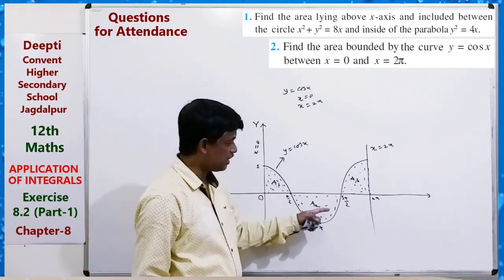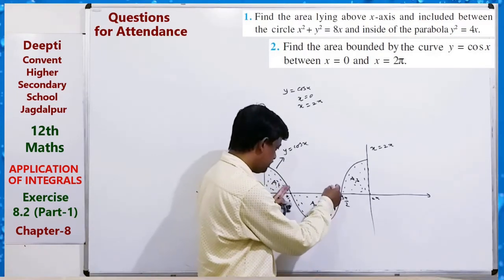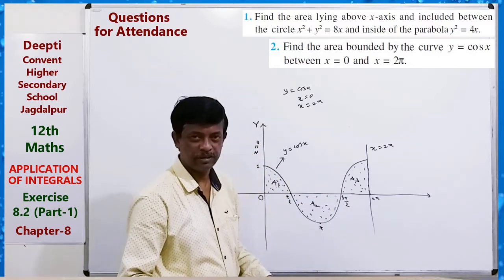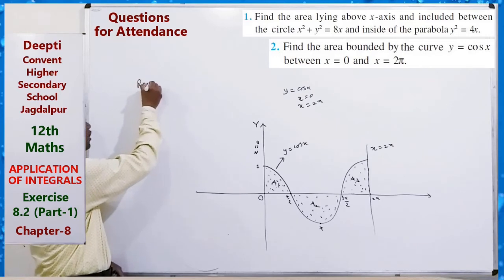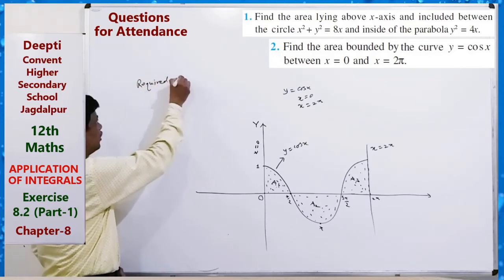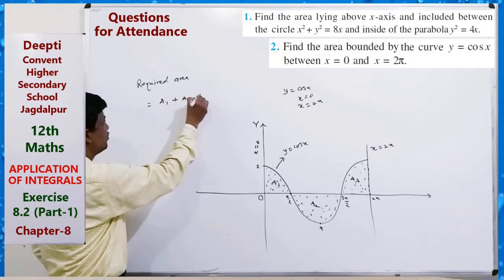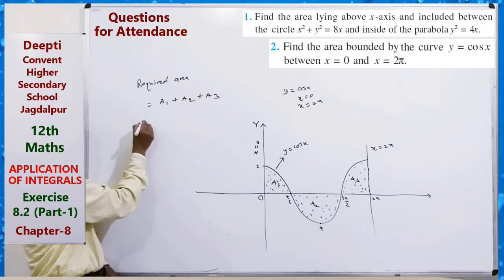Because this area lies in the lower place, for finding this area we have to take the modulus value. Clear? So here we can get the required area equals A1 plus A2 plus A3. Clear?